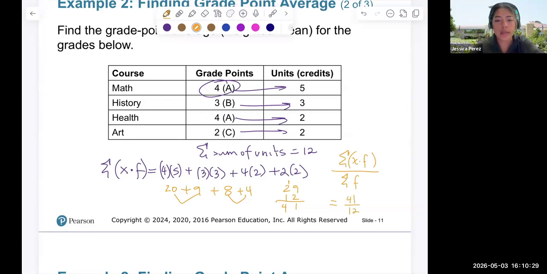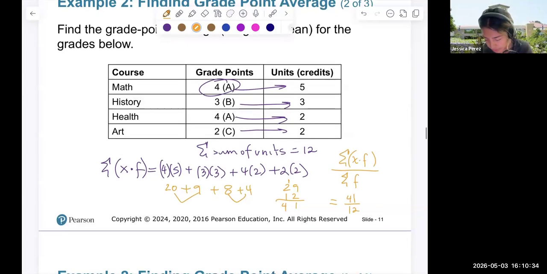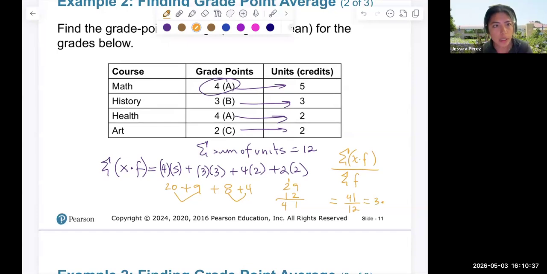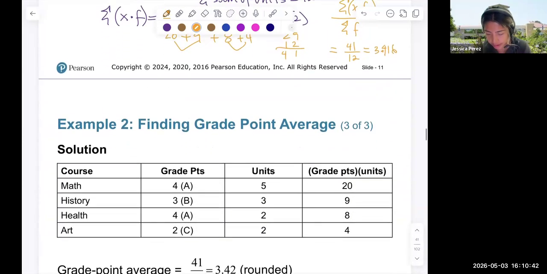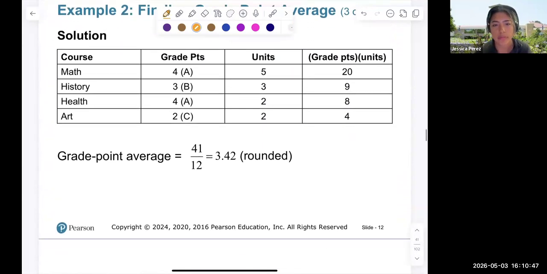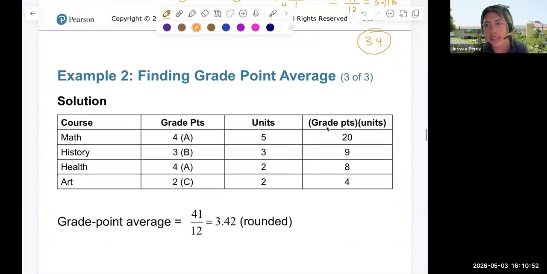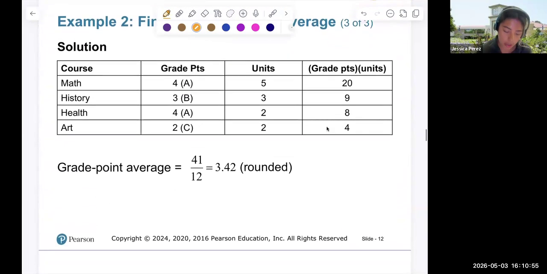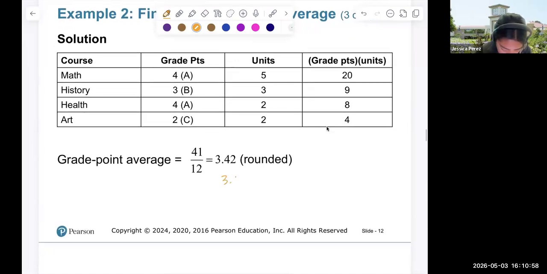So when we calculate 41 by 12, we're going to get roughly 3.416. But this is a grade point average, so this is typically 3.4. So it'd be rounded off to 3.4 or 3.42. So it depends how many decimals they ask for. In this case, if it was 1 decimal, it'd be 3.4. But if this was 2 decimals, it's 3.42. So that would be our solution.